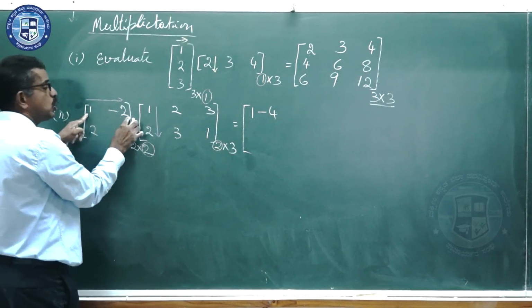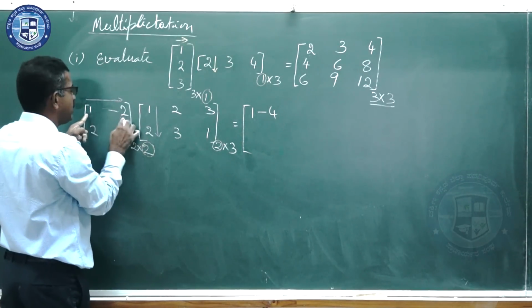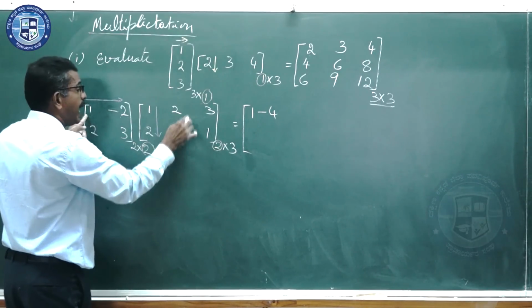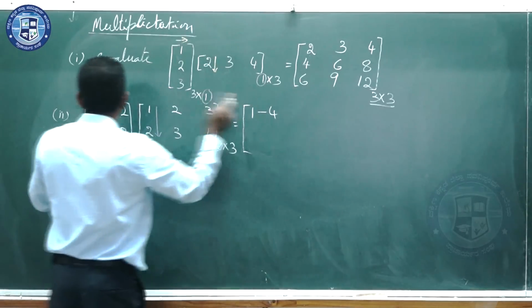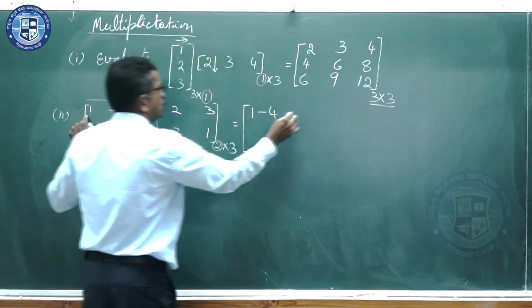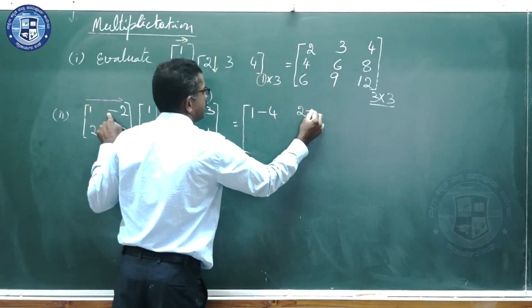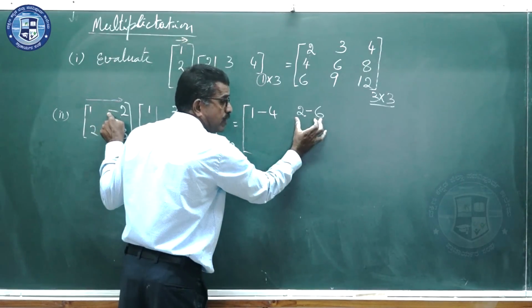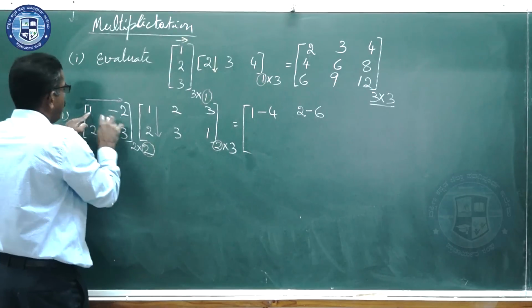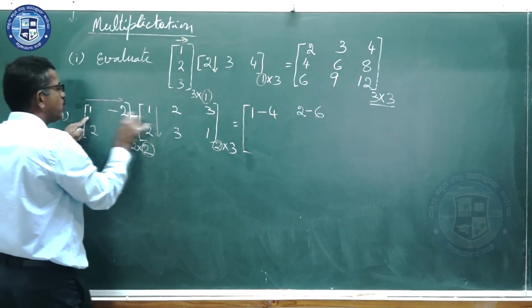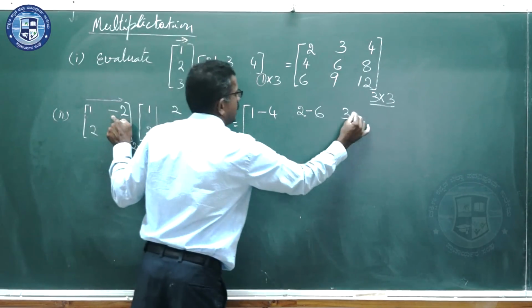So next, first row I multiply with the second column. What is the first row here? 1, minus 2. Second column it is 2, 3 and it has to be placed here, first row, second column position. So we expect here 1 into 2, it is 2. Then minus 2 into 3, it is minus 6. That is first row, second column. Okay, next, first row with the third column. What is 1 into 3? What is minus 2 into 1? It is minus 2.